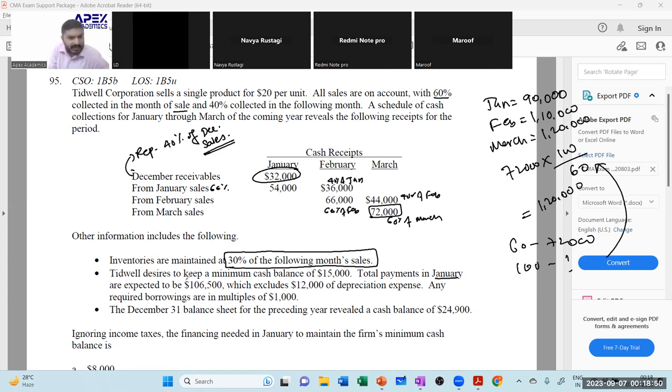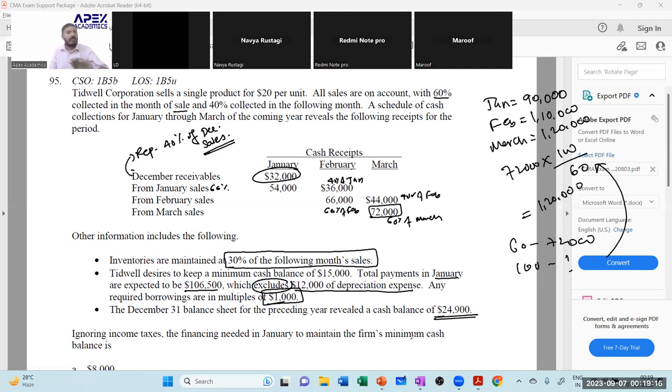Total payments in January are expected to be 1,06,000, which excludes 12,000 of depreciation expense, just given to play with your heads. That means total expense of January was 1,18,500 if you add depreciation in it. But the cash expense is 1,06,500. Any borrowings are in the multiples of $1,000. December 31 balance sheet revealed a cash balance of 24,900.